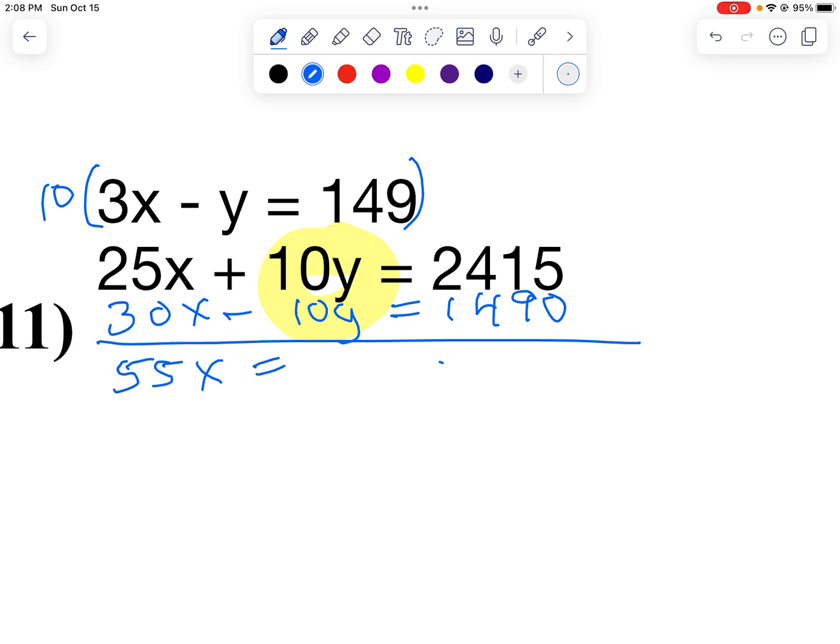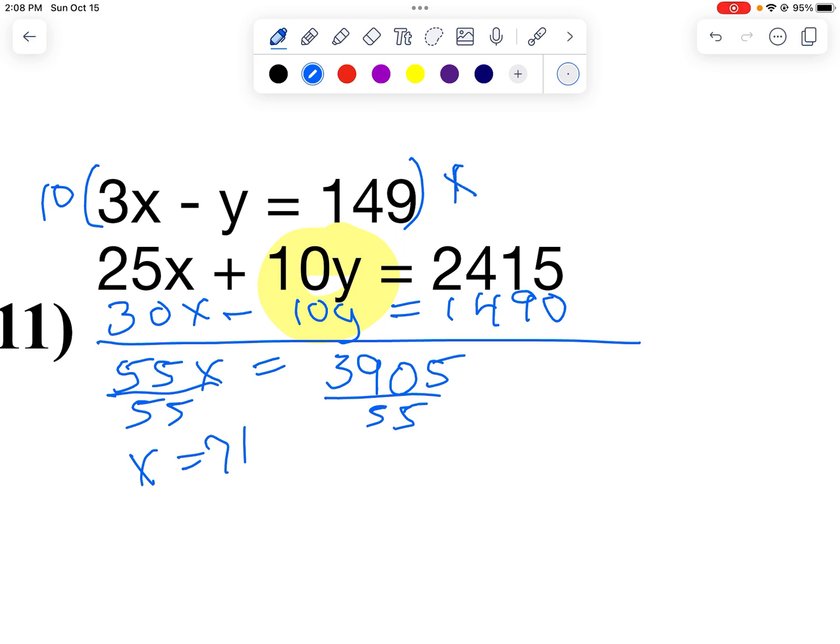And we see 5 plus 0 is 5, 9 plus 1 is 10. Carry the 1, we get 9, 3905. I'll divide both sides by 55. I think I'll use a calculator for that. And it turns out that x is 71. I think I will still want to use my first equation before I multiply by 10 to solve for y, because I think that works out pretty nice.